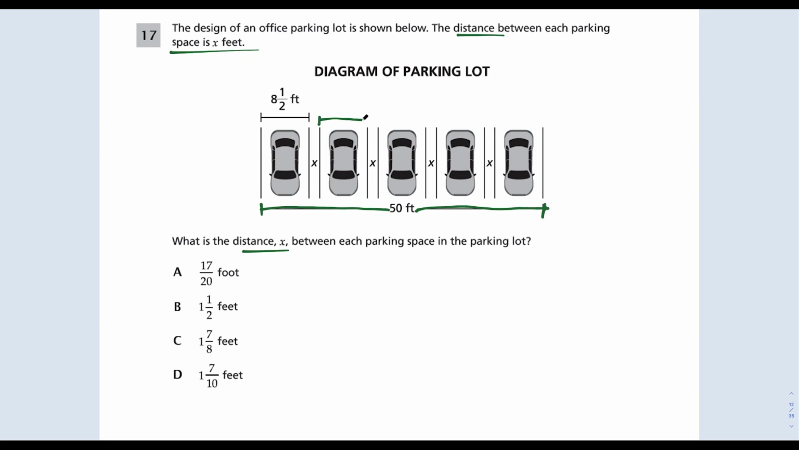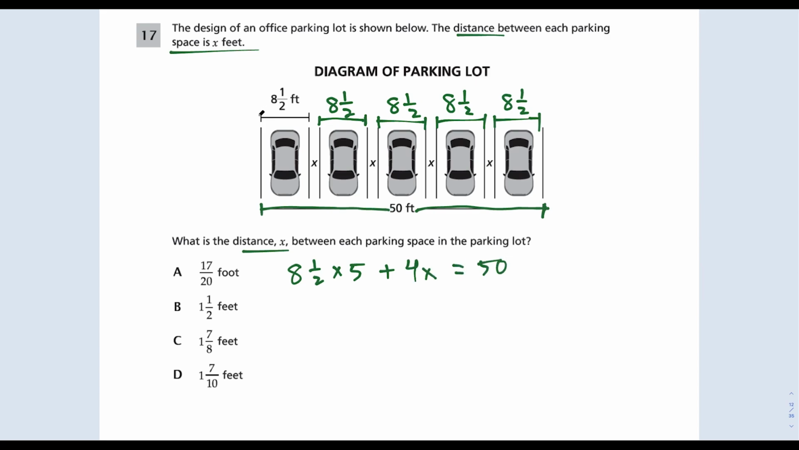And notice that we have 5 cars here. So each of these distances are going to be 8.5. So if I want to find the total distance of the parking lot, I'm going to have to take into account that we're talking about 5 cars here, and they're all equally spaced. So what we're going to use here, we're going to have 8.5 times 5, since there's 5 cars going across like this. But then we're going to add here, we're going to have 1, 2, 3, 4 x's. So we have plus 4x, and that's going to be equal to 50.